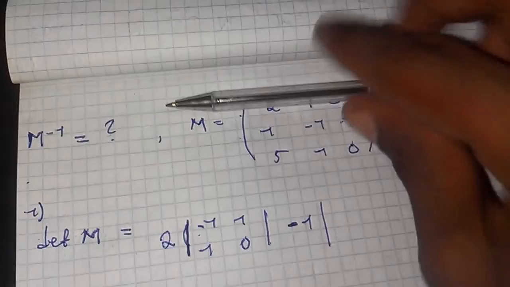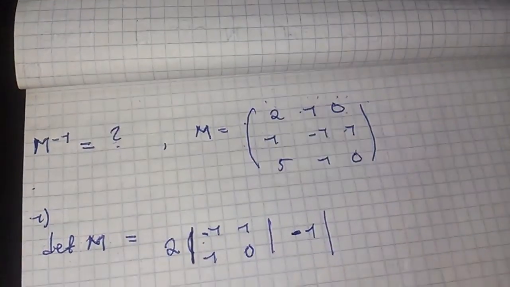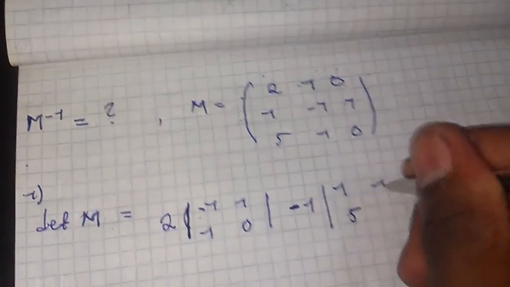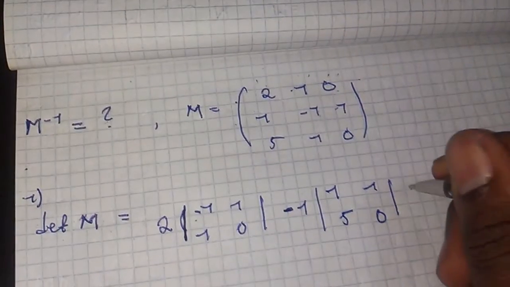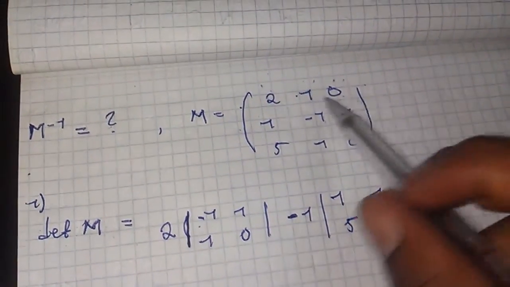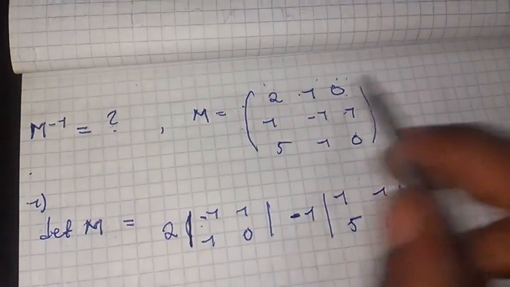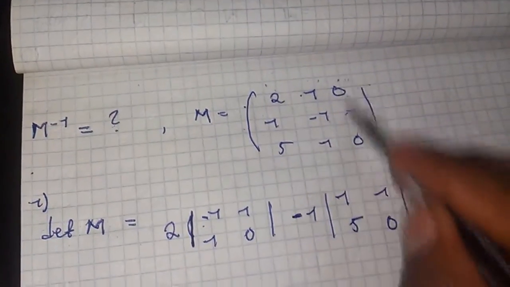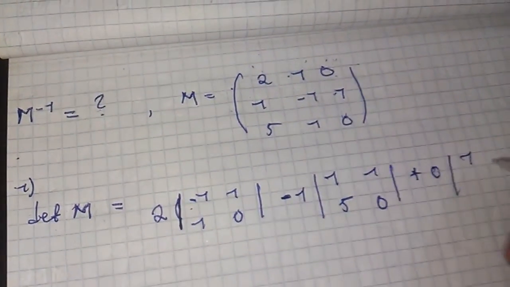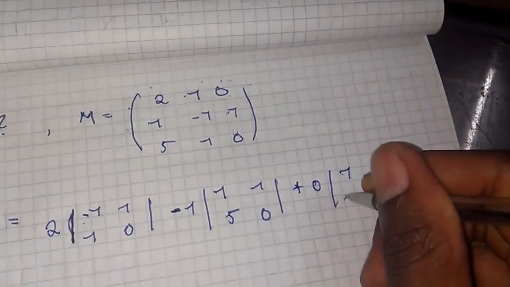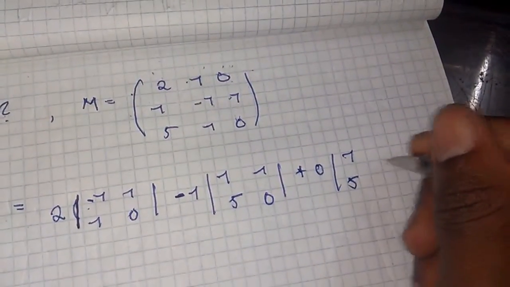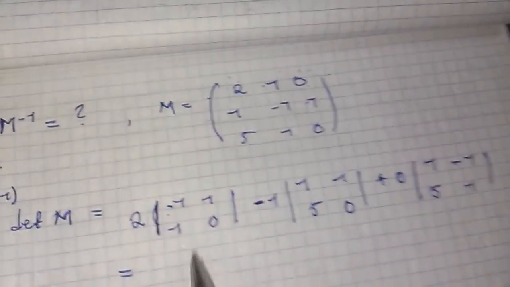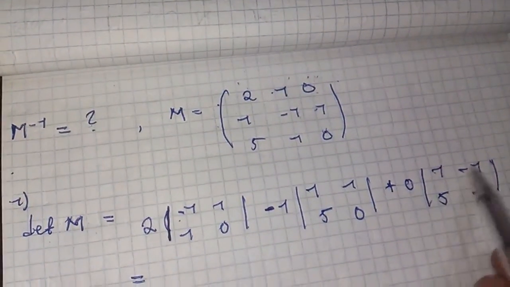We still block and cross like that. So we have 1, 5, 0, 5, and we still have 0. I don't see why I should write it, because we plus 0, but for the sake of the video, I'll just write it. So 0, 5, negative 1, 1. So when we simplify, this one gives us 0.